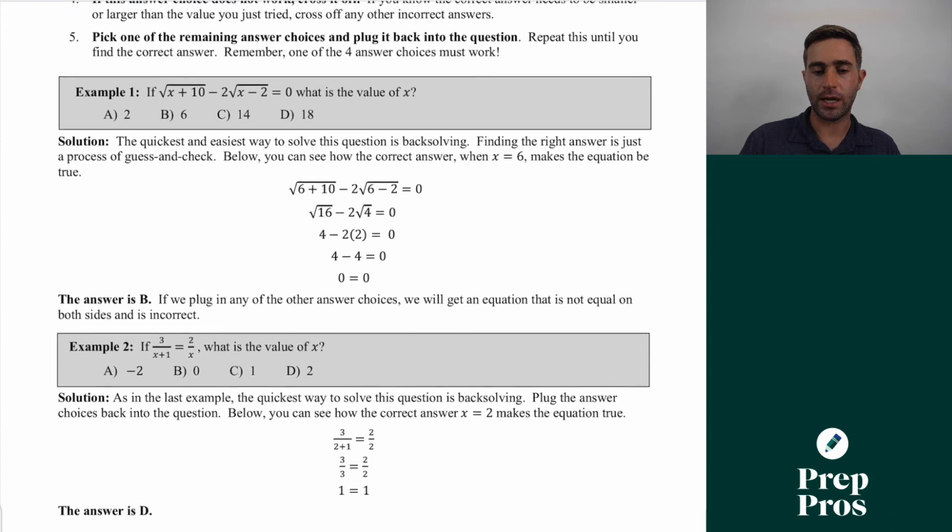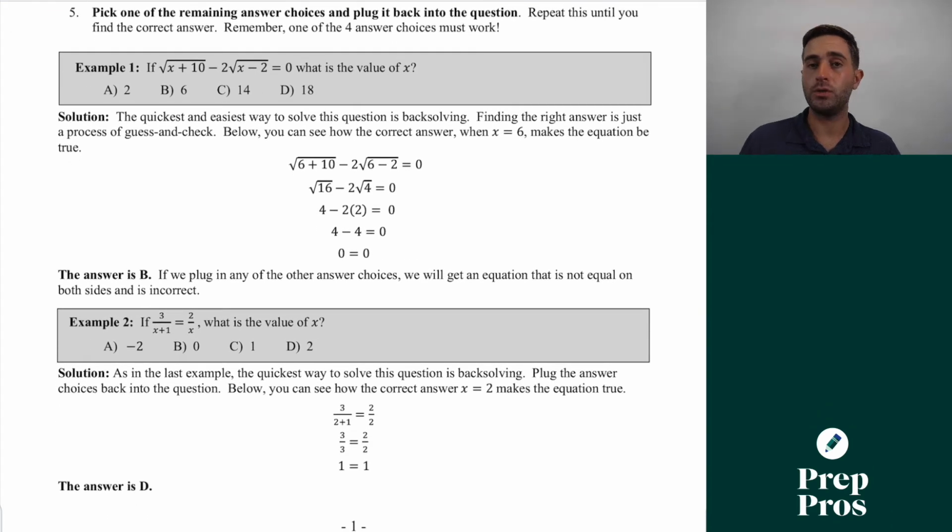So what we're really just going to do here now is run through 2 examples to illustrate the concept. That way, as you go through the rest of the practice, you hopefully feel a lot more comfortable with the foundational elements of this strategy. Now, for our first example, we're told if the square root of x plus 10 minus 2 times the square root of x minus 2 equals 0, what is the value of x?